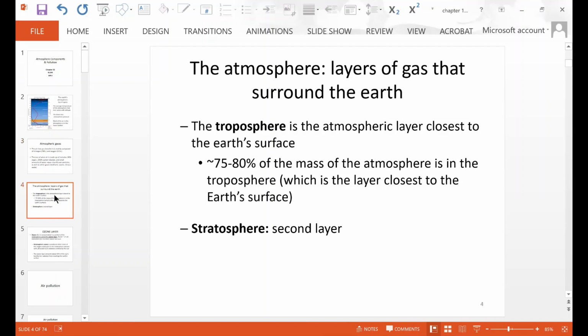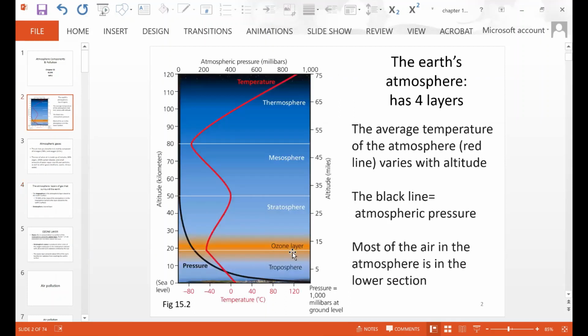And again, the troposphere is the layer of the atmosphere closest to the Earth's surface. So most of the air molecules are in the troposphere. And the stratosphere is the second layer. And you have this ozone layer, which we will talk about.